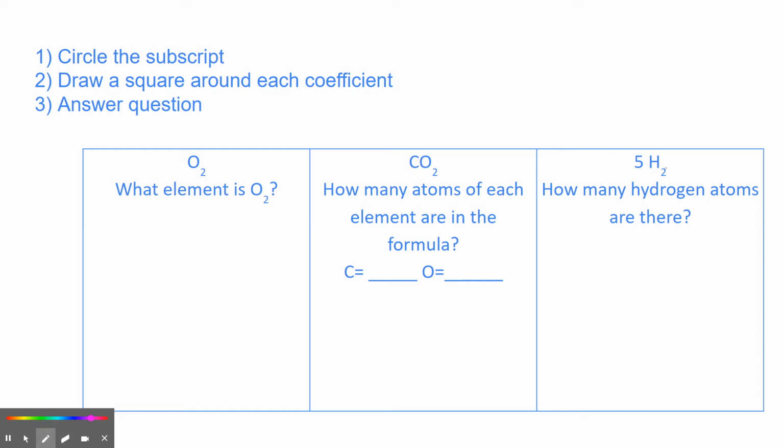In our last example, we have a subscript of 2 and a coefficient of 5. How many hydrogen atoms are there? We need to multiply 5 times 2 to get 10 atoms.